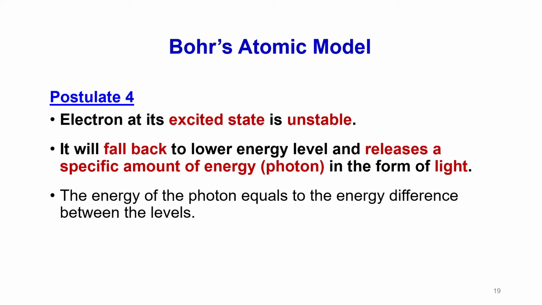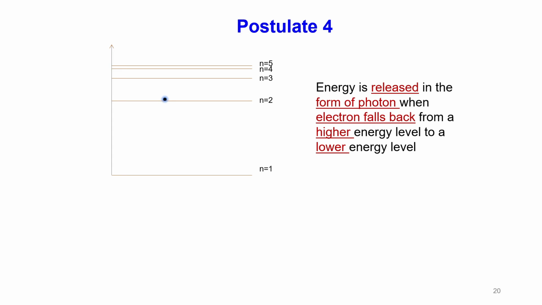Jadi dia akan fall back. So semasa dia fall back, dia akan release satu bingkisan energi dalam bentuk cahaya. So the energy of photon is equal to the energy difference between the levels. Alright. So tengok dekat sini postulate yang keempat. Energy is released in the form of photon when electron falls back from a higher energy level to lower energy level. So kita dah belajar 4 postulate sekarang.